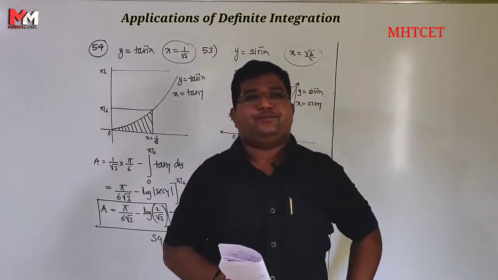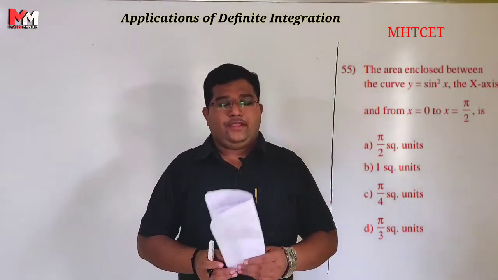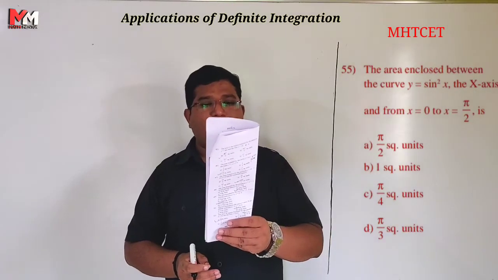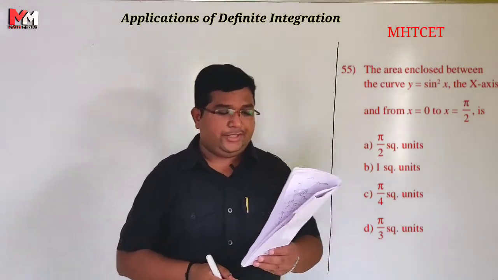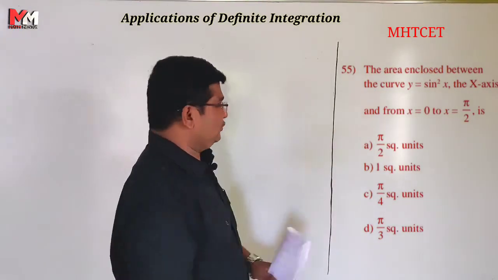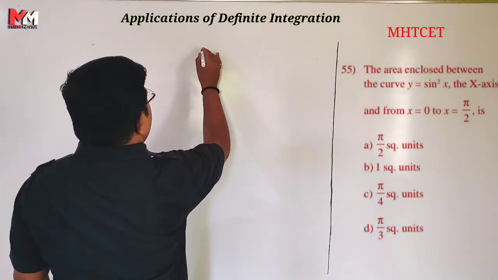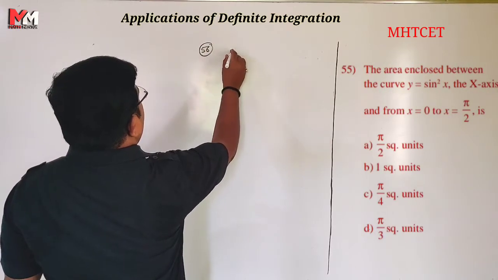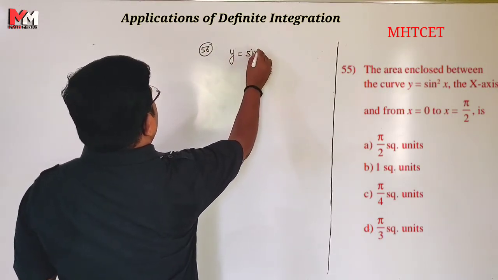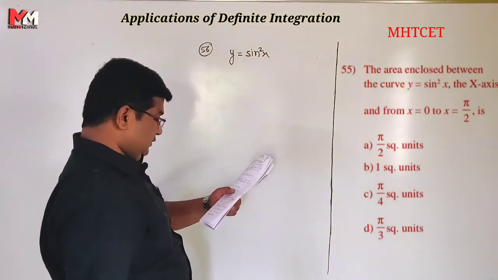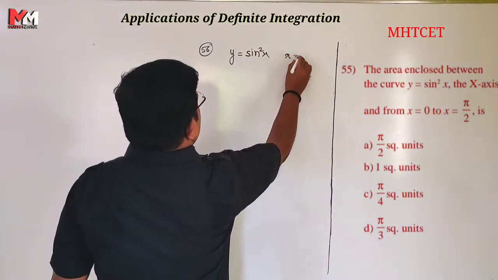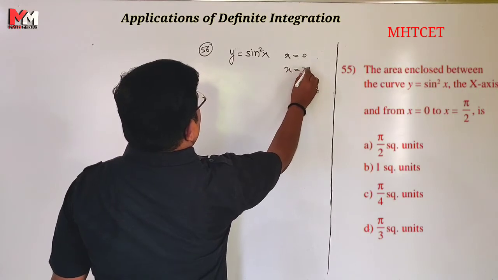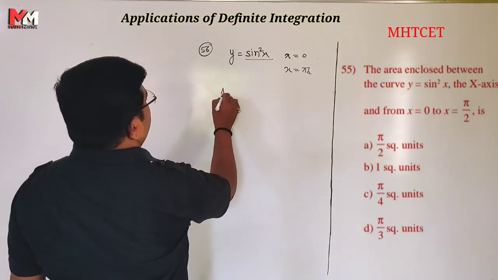Next 55. OK, so after completion of 53 and 54, let's start 55. The area enclosed between the curve y is equal to sin square x, the x-axis, from 0 to π/2. So x is equal to 0 and x is equal to π/2. So this is not directly integrable.